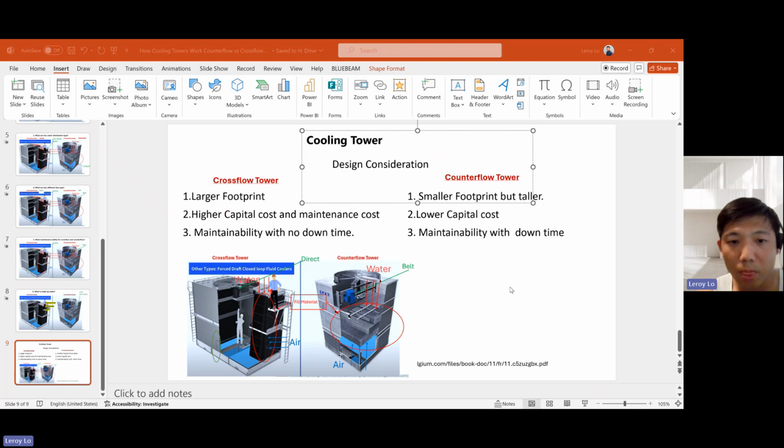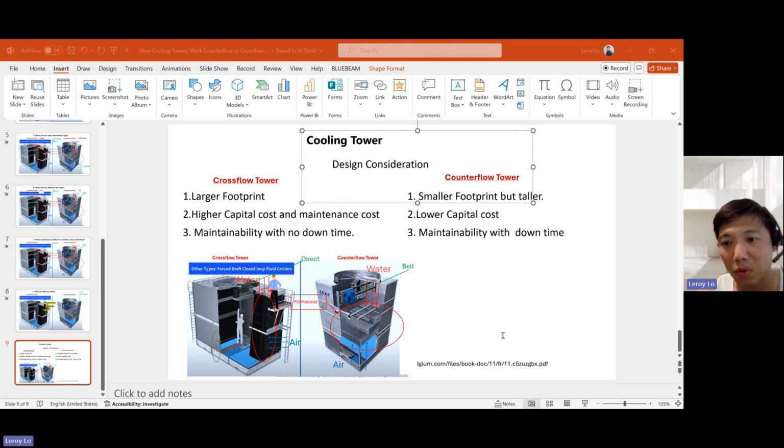So number one, design consideration for crossflow and counterflow. Number one will be large footprint for crossflow, but smaller footprint and taller for counterflow. So a cross-flow tower usually takes up more area, so larger footprint. The length times the width is much greater for the same tonnage when you compare with the length and the width of the counterflow. And the counterflow, for the same tonnage, is going to be a lot taller because of the design configuration.